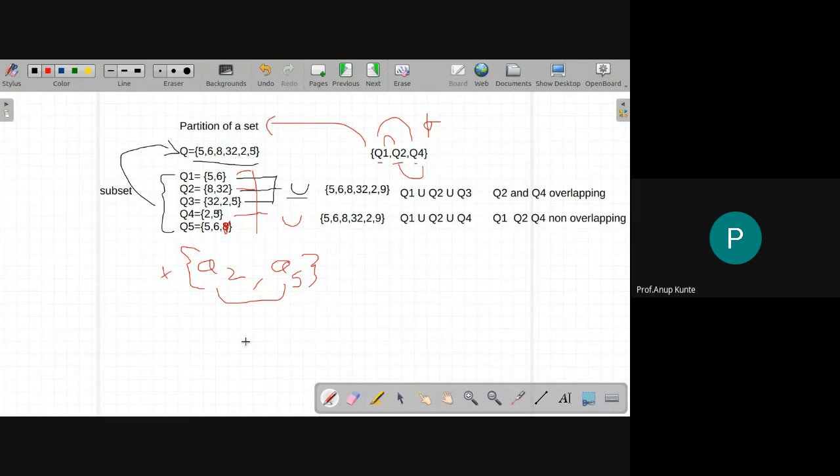Even Q1, Q2, Q3 is not a partition. Why is Q1, Q2, Q3 not a partition? Because Q2 and Q3 are overlapping. At least one element in them is common. So what is a partition set? A partition set is a set of subsets of another set, where that other set can be obtained by joining the subsets, and the subsets are non-overlapping. That is what a partition set is.